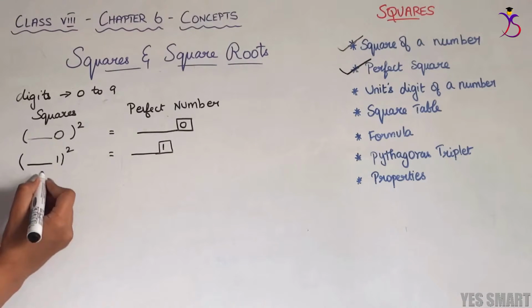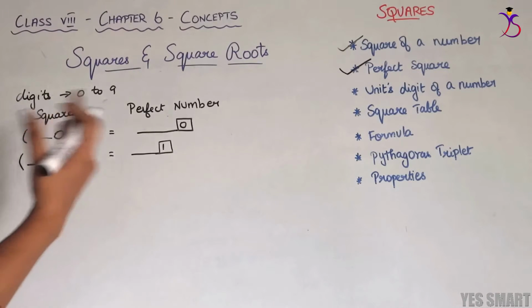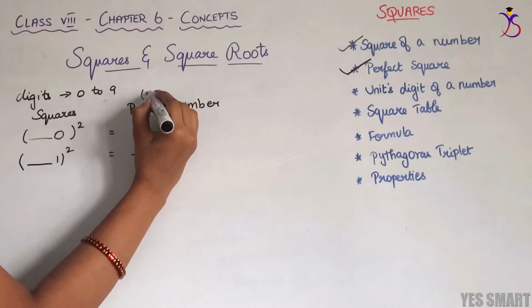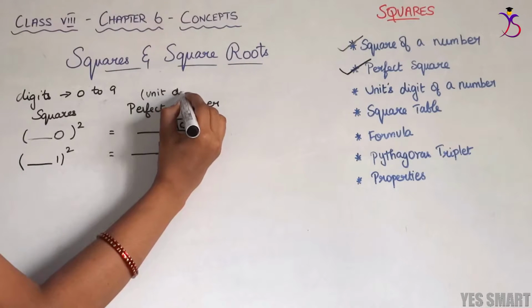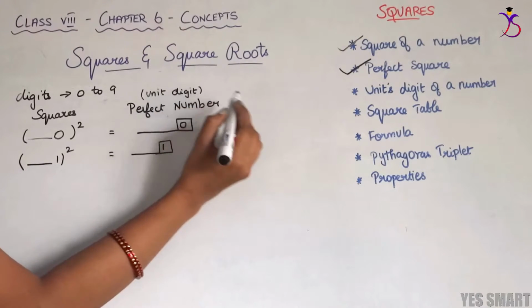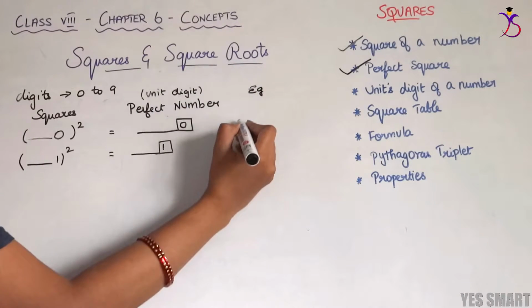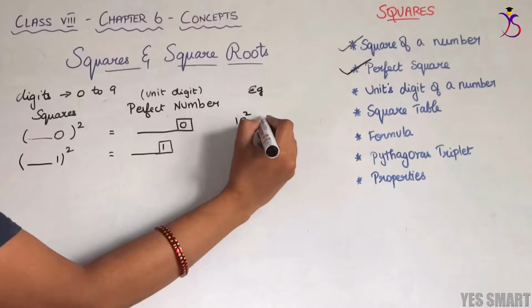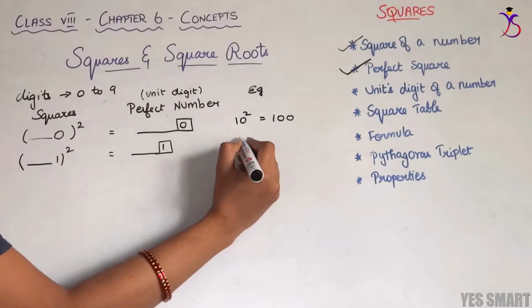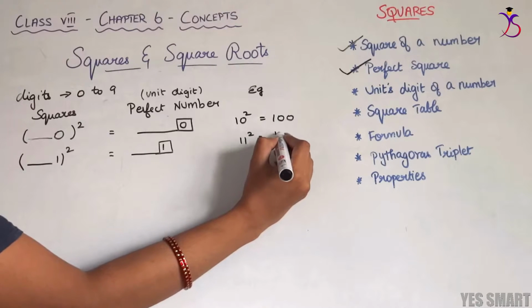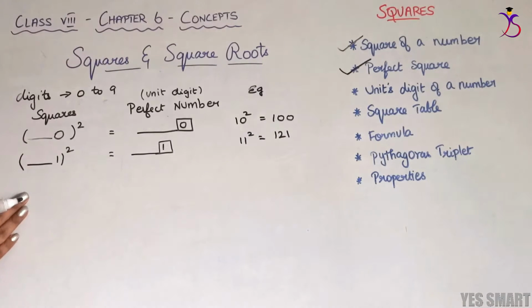Let's focus on some examples as well. Here I am focusing on the unit digit of the perfect square number. For example, 10 square is 100. 11 square equals 121. So the number ending with 0, when we square it, we will have the answer's unit digit as 0. The number ending with 1, when we square it, we will have the answer's unit digit as 1.